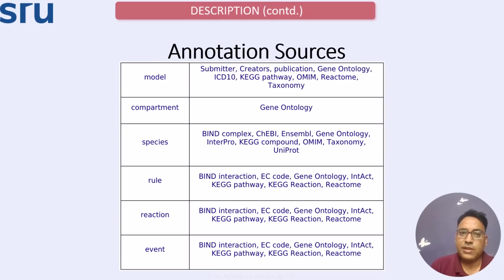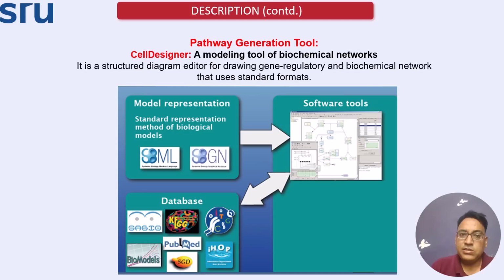Now the pathway generation tool. Once you have the data, how do you generate the pathway? How do you build a modeling tool for the biochemical network? You can fetch the data from the required sources, then build the model, so that you can build a complete biochemical network yourself. CellDesigner is the tool for this.